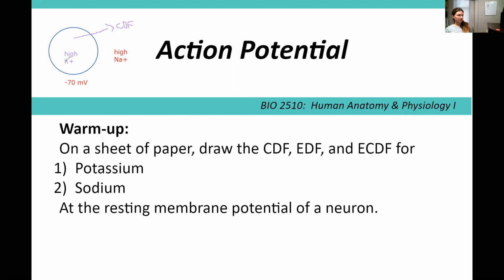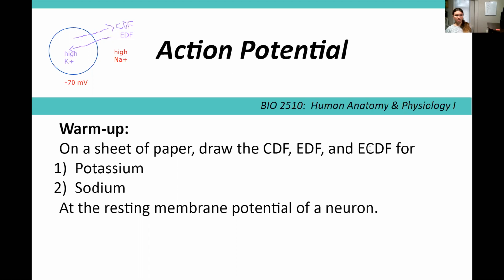Okay, so we're looking at the fact that the potassium is positive and our membrane potential at rest is negative. So we're going to have our electrical driving force going into the cell. So that's our EDF. That's just because opposite charges attract. It's the only thing we need to think about when we're thinking about the direction of our electrical driving forces. So the tricky part that we then have to do is figure out the ECDF.